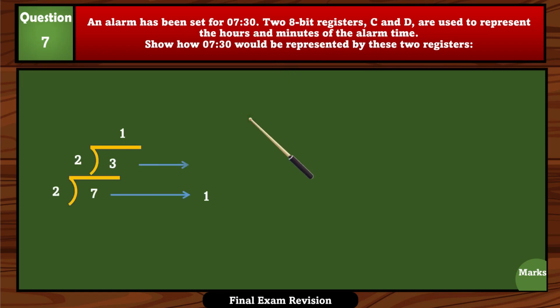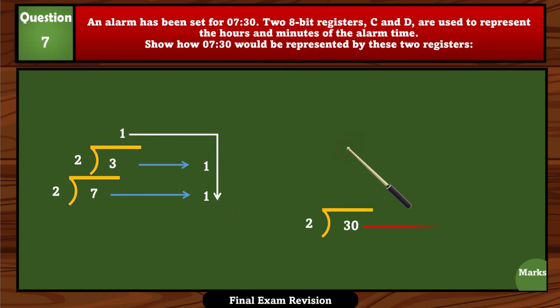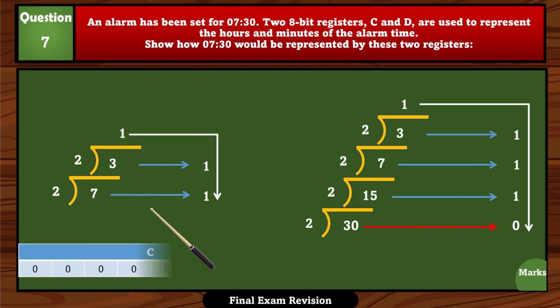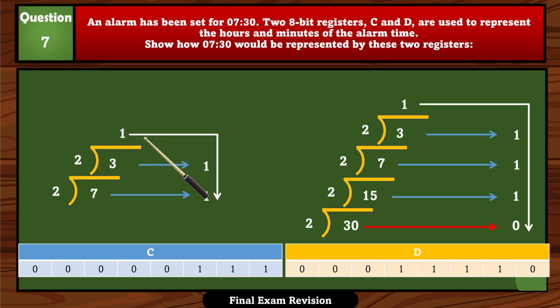Okay, so let's convert the 7 to binary. So this is the binary of 7, which is 1 1 1. Then next one is 30. Convert 30 to binary. So remember, it's an 8-bit register, so we need to add the zeros before those ones. Okay, so you can see this is the register C. So we have this number 1 1 1 here, and the rest of them we fill with 0. Same thing goes for the 30. We fill it with the binary number for the 30, and the rest of the bits we fill with 0.